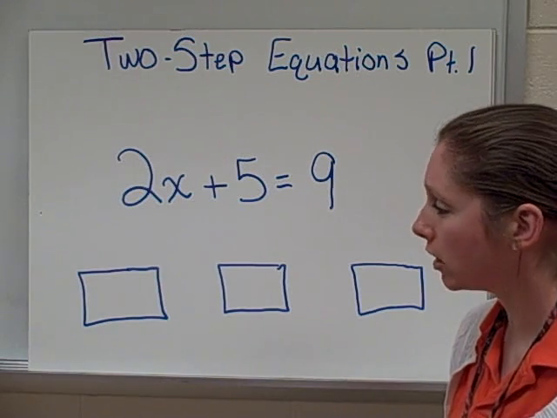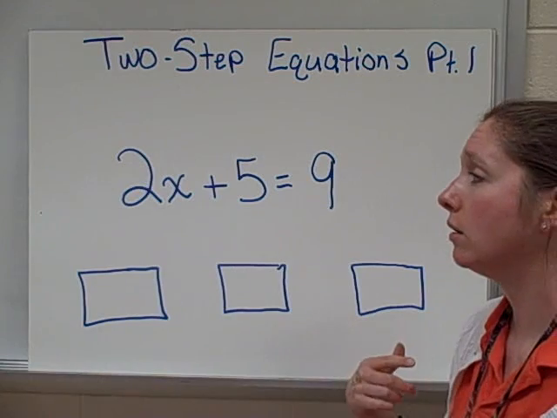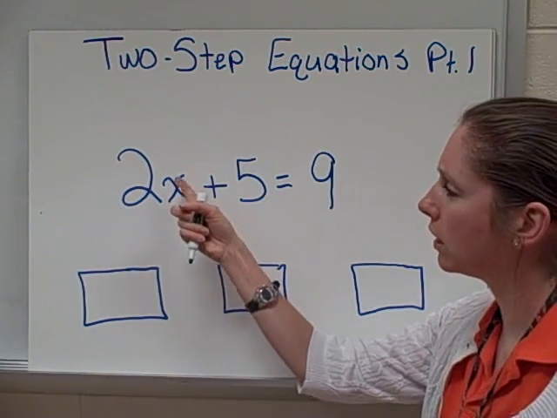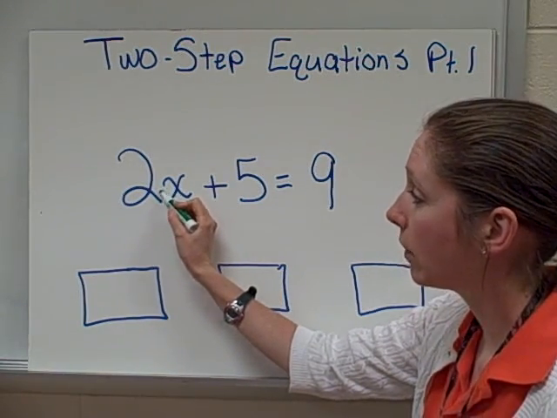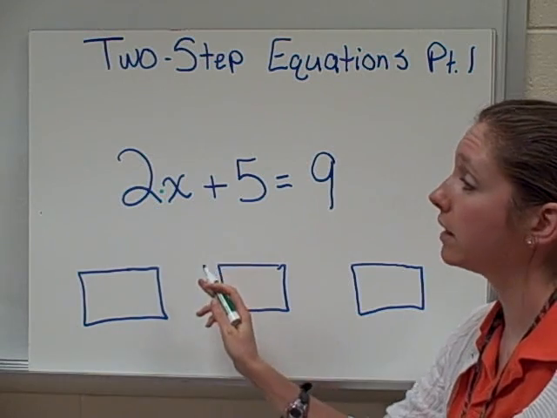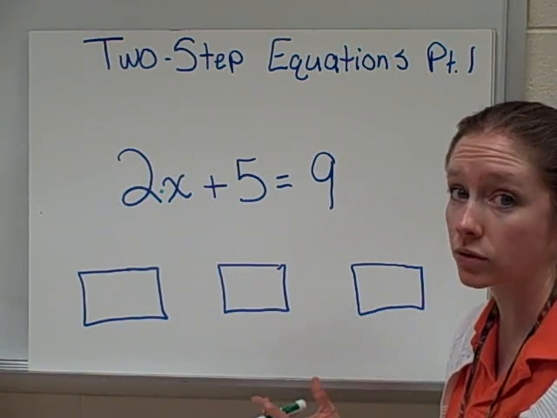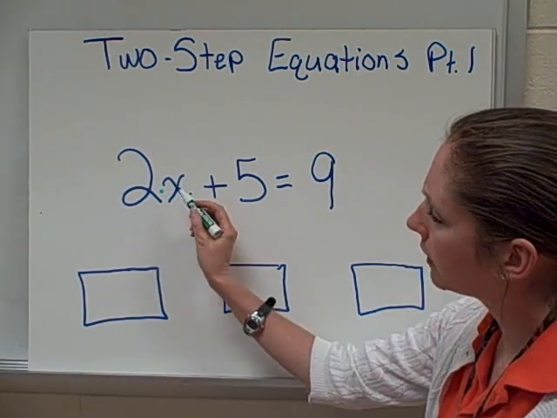So I want you to think first, we're going to use some boxes to help us, about if there was a number here, what I would do by order of operations. If there was a number here, the first thing I would do, remember this is multiplication. By order of operations I would multiply, then I would add. The same kind of thing is going to happen as we work with solving for x, that unknown number. So think about what would happen.